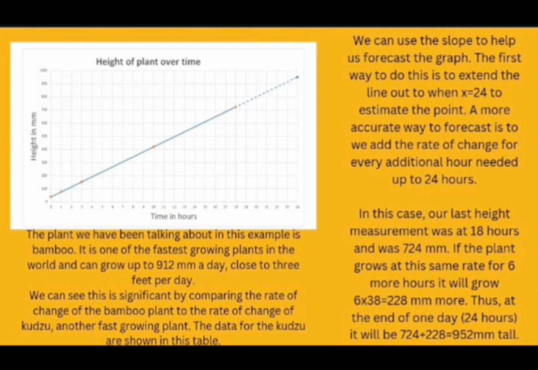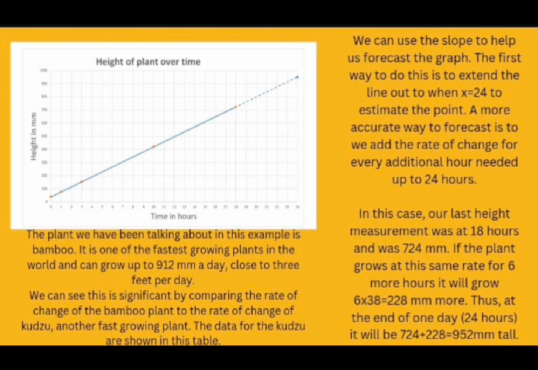The plant we have been talking about in this example is bamboo. It is one of the fastest growing plants in the world and can grow up to 912 mm a day, close to 3 feet per day. We can see this significance by comparing the rate of change of the bamboo plant to the rate of change of kudzu, another fast growing plant.